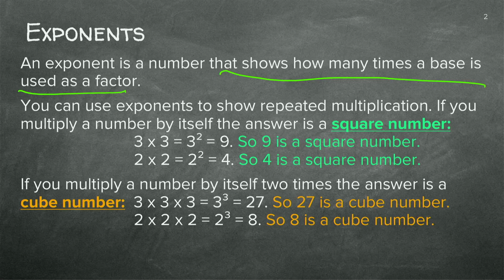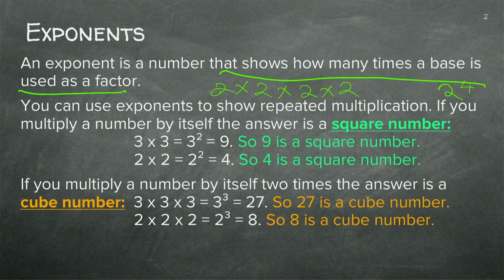You can use exponents to show repeated multiplication. So say, for example, we can say 2 times 2 times 2 times 2, right? So we are multiplying. Look at the definition. How many times is a base used as a factor? So we are multiplying 2. 2 is our base. And we are multiplying it 1, 2, 3, 4 times, right? So then 4 would be our exponent.